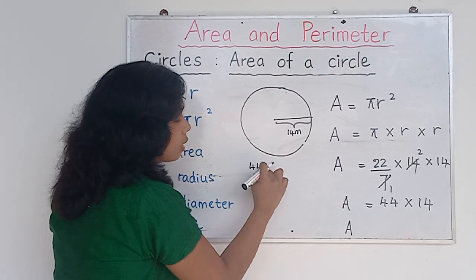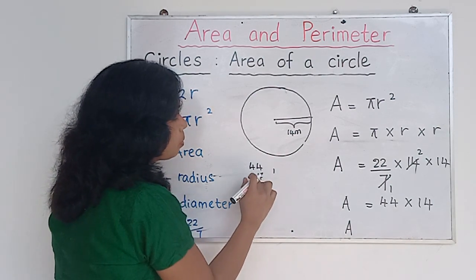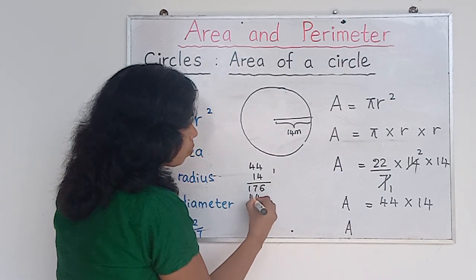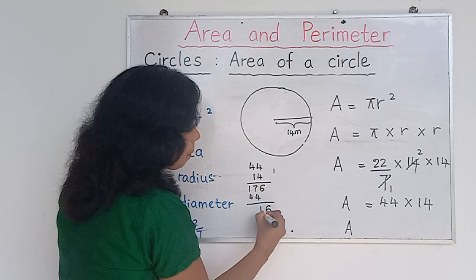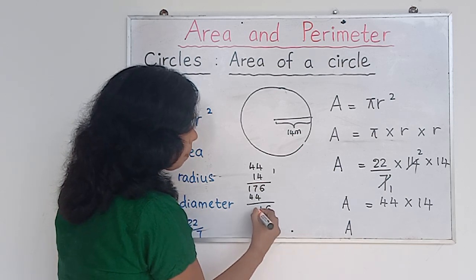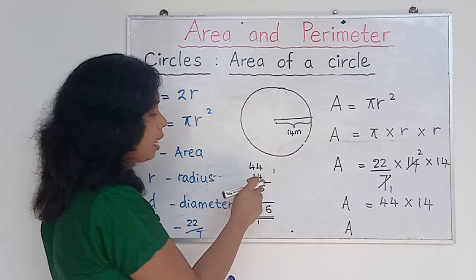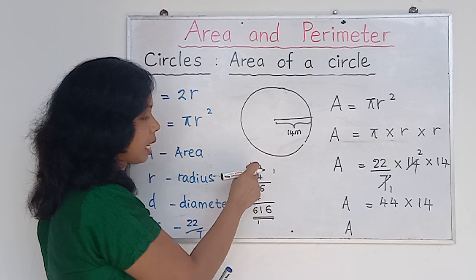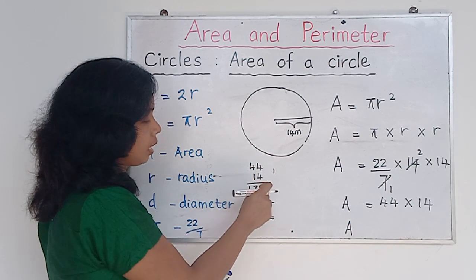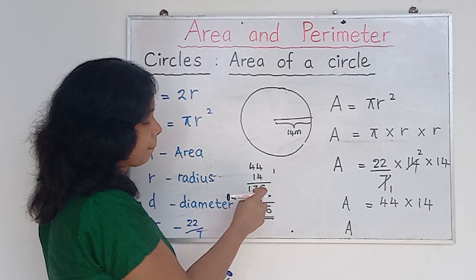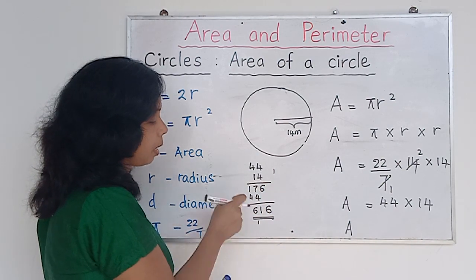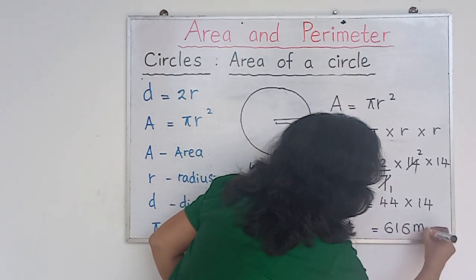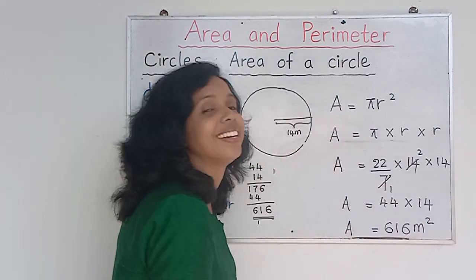We'll check it. 4 times 4, 16. 4 times 4, 16 plus 1, 17. Then 4. So look at this again. 4 times 4, 16. 4 times 4, 16 plus 1, 17. 1 times 4, 4. 1 times 4, 4. 6. 7 plus 4, 11. Then 4 plus 1, 5. And the remaining one is 6. 616 square meters. This is my final answer.